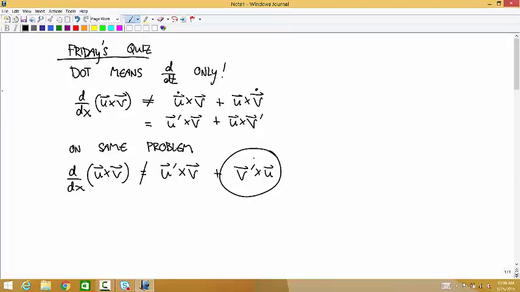So when you're using the product rule with scalar multiplication, this is a perfectly fine way to do it because v prime times u is the same thing as u times v prime. But with the cross product, you can't do that. I guess I wrote it up above, but it has to stay in the same order, like that. Okay.